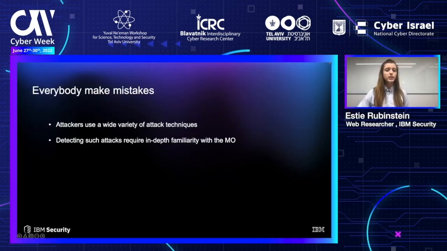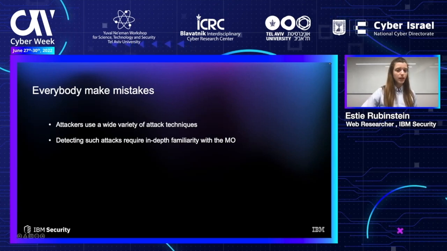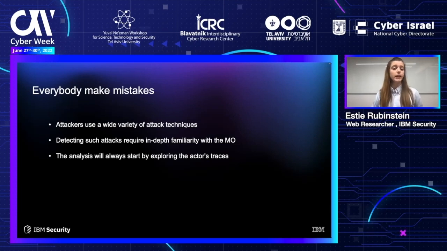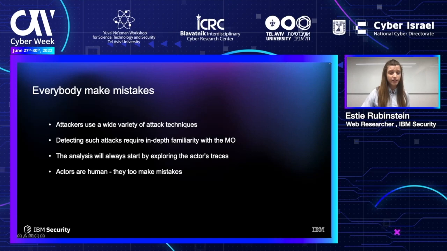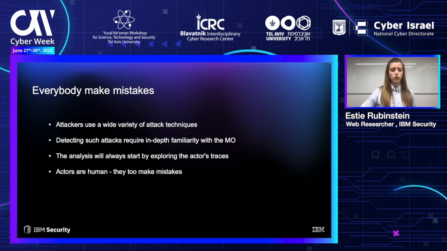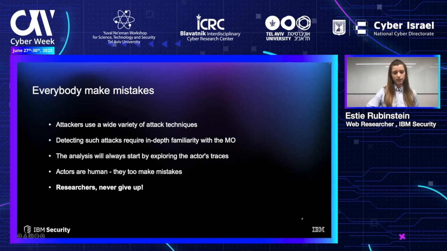So to conclude, attackers use a wide variety of attack methods, which requires continued learning and the development of research capability. Investigating starts by exploring the traces left by the attacker. What we found in our investigation is that, as part of the human condition, attackers also make mistakes, and the errors can provide our resolution. So, as researchers, we should never give up and should look for their traces.